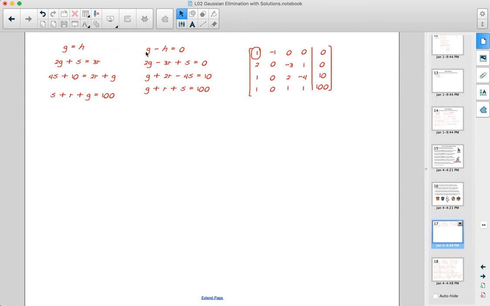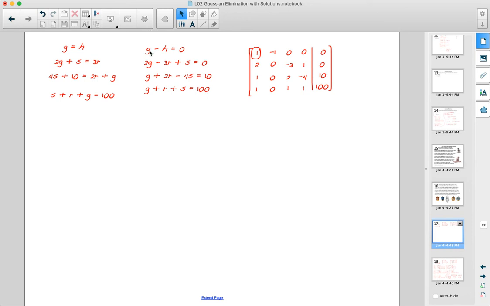Now, I'm going to rewrite these. I'm going to use my variables that I have there. Again, we need all the variables on one side and the constant on the other to go to the matrix. So G minus H is 0. 2G minus 3R plus S, I'm going to write it in alphabetical order, is 0. G plus 2R minus 4S is 10. Again, writing this in alphabetical order, just bringing the 4S over to this side. And in this case, G plus R plus S is 100.